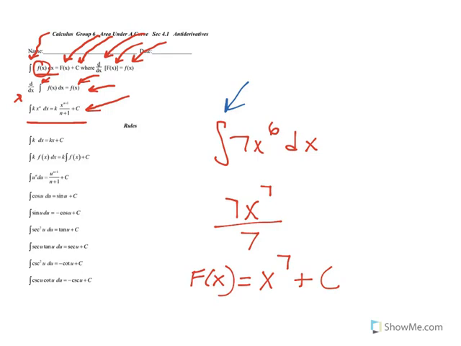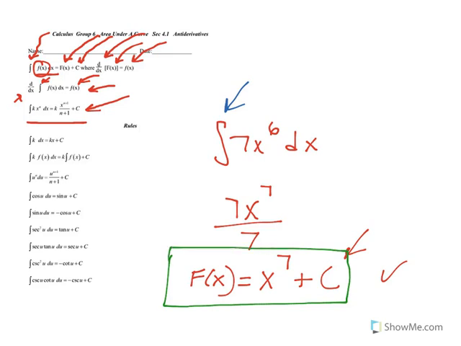So the antiderivative of that original 7x to the 6 should be x to the 7th, and you can always check this by deriving it. If you bring your 7 down, subtract 1, you get 7x to the 6, and the derivative of that constant is 0, so that all checks out. So there is your antiderivative. So reversing the power rule.